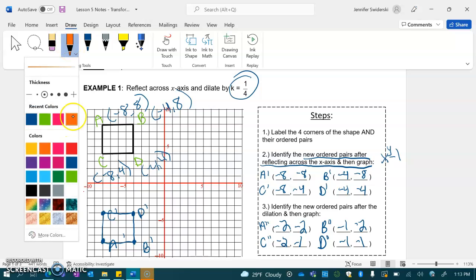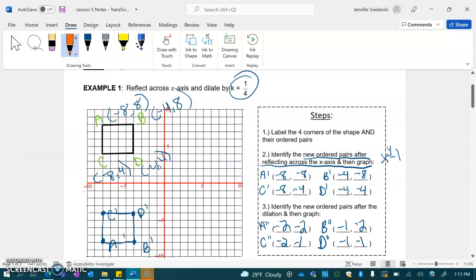So I'm going to go in and change my color. When I graph this, I get -2, -2. I get -1, -2. I get -2, -1, and -1, -1. When I graph that, here is my new shape.